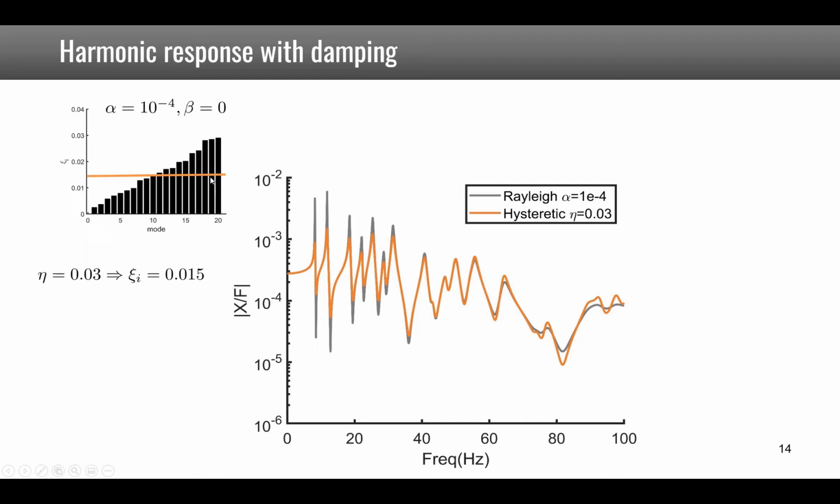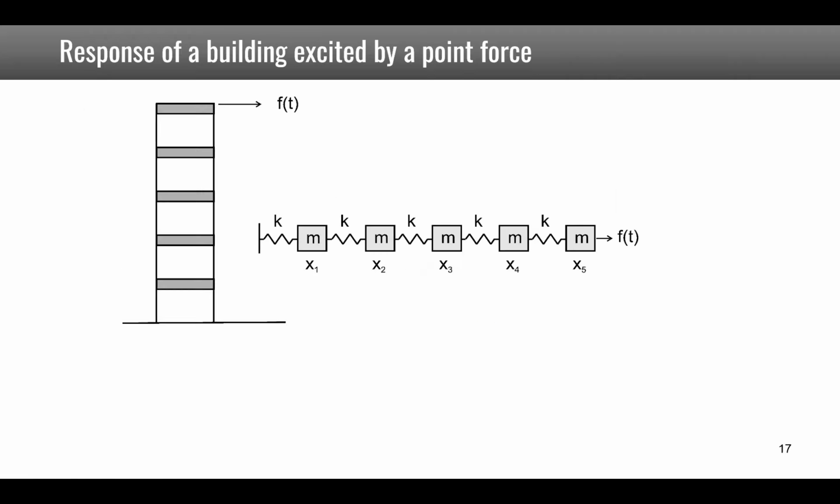You see that for the orange curve, with eta equal to 0.03, all modes have the same kind of damping, the same shape of the peak, whereas for Rayleigh you see that the peaks at low frequency are much more narrow because they have very low damping, and if you go higher in frequency they are more and more wide.